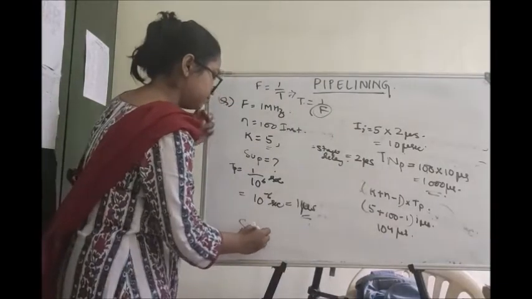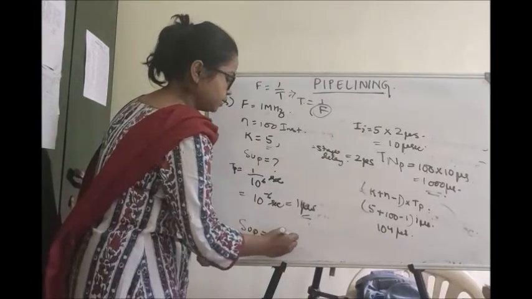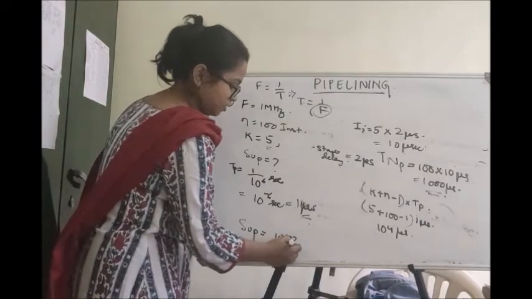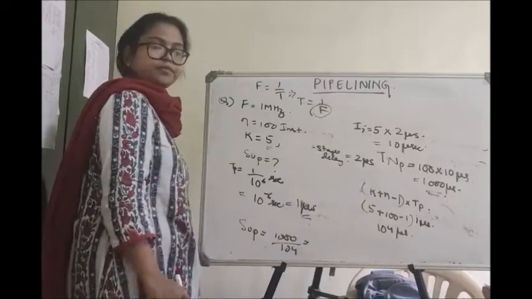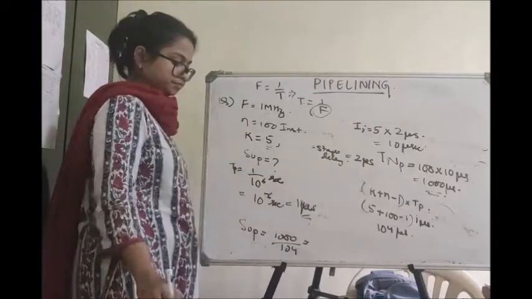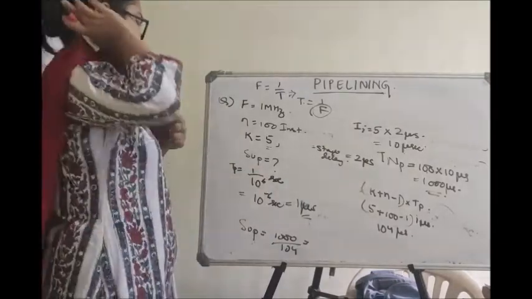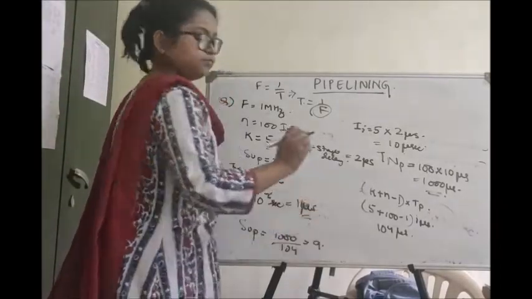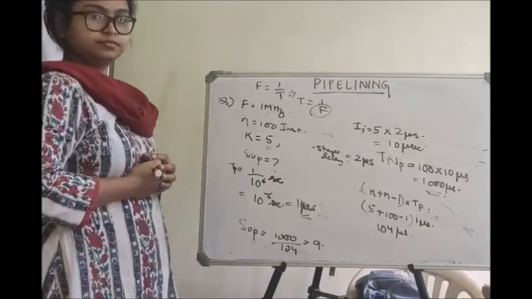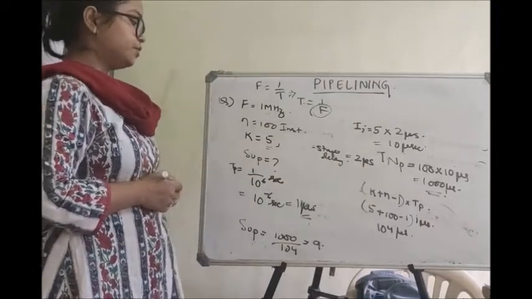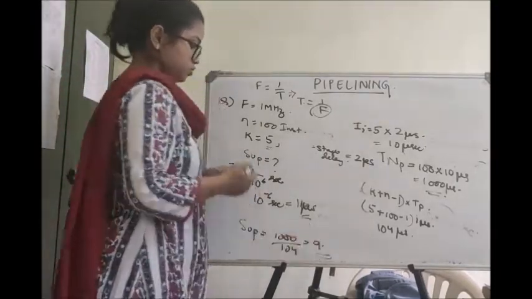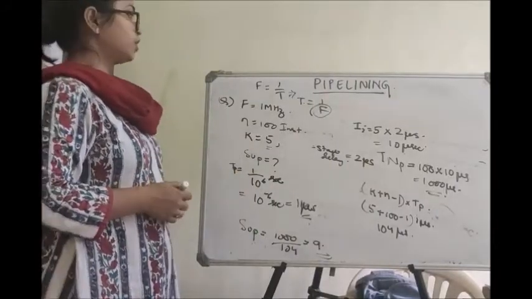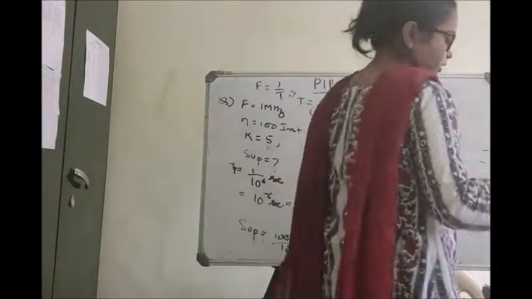Speed up is 1000 by 104, the microseconds will be cancelled. Okay. So you can solve it. It will be nearly what? 9 point something. So that's the speed up. It is almost 10 times faster. Okay. So this was about speed up.